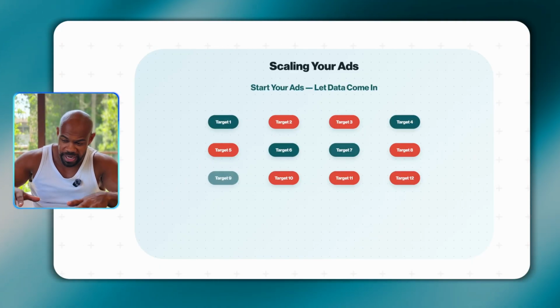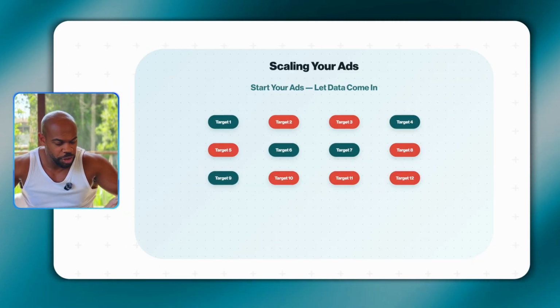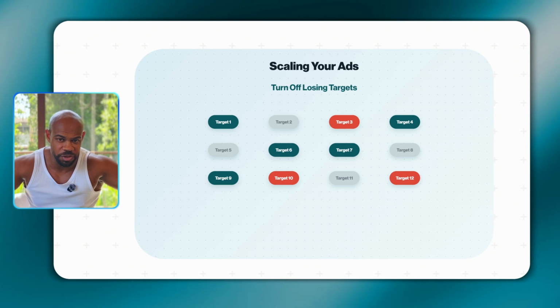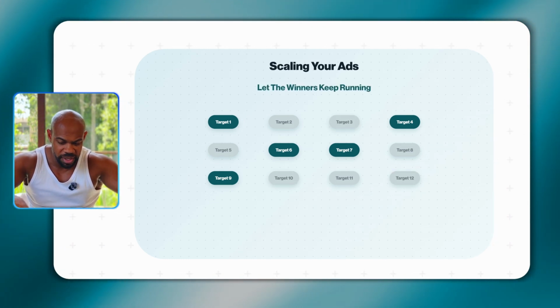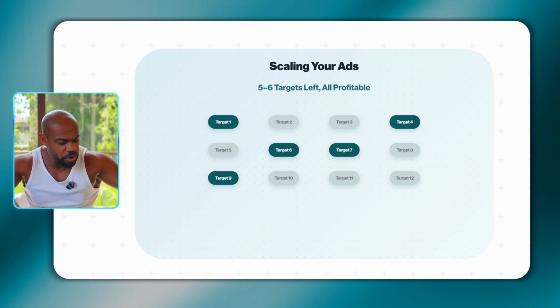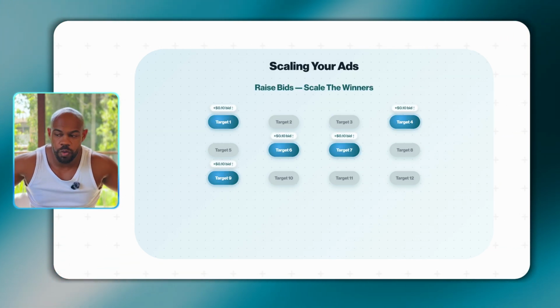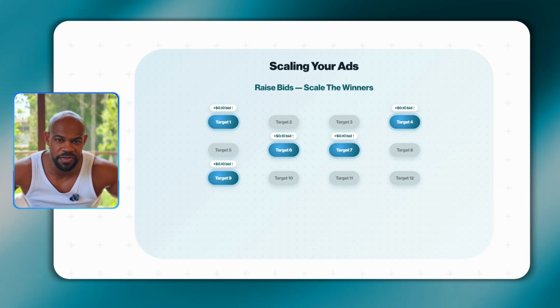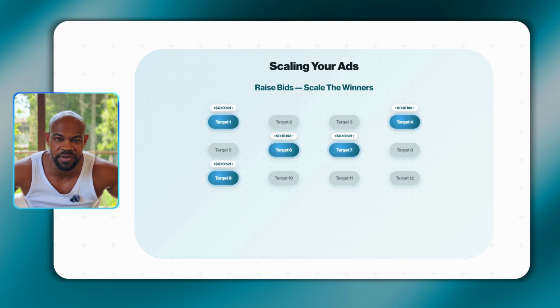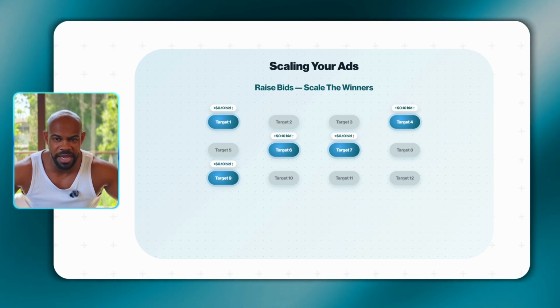Scaling your ads, the best way of scaling your Amazon ads is this: starting your ads, letting time run its course, turning off negative targets that lose money, letting the ones that are still making money do their thing, let more time pass, turn off more negative targets, and then raise your bid placements. Once you only have like 5 or 6 targets left that all are well below your break even, then you scale within that campaign. That's it.